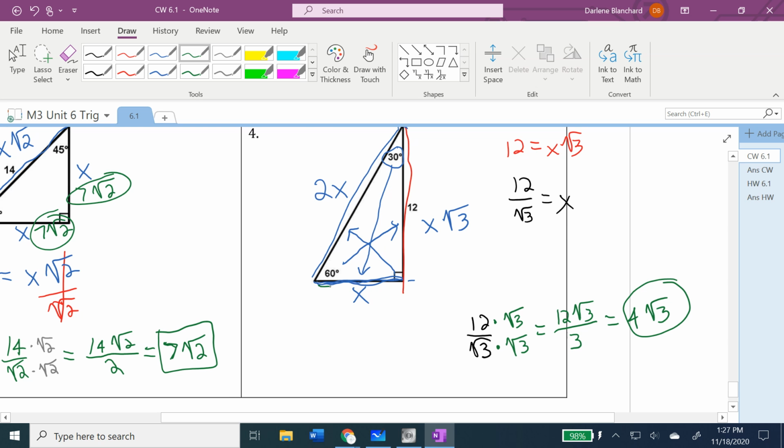That means when I come over here to the side I have labeled x, all I need to do is say that's 4 root 3. Done. Come over here to the side that is 2 times x, and when I multiply 2 times 4 times root 3, I can multiply together the things outside the root, but I cannot bring them together with the 3 that's under the root. So I end up with 8 root 3 for the length of this side.